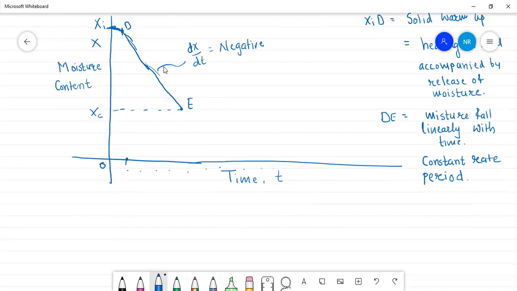Now once all the moisture from the surface of the solid is released, the moisture is removed from inside the solid, like there are pores available inside the solids. So now this moisture will be removed from it. But once the moisture is removed from inside the pores, there is no linearity, because now the moisture has to pass through the capillaries, then flow to the surface, and then be transferred into the hot gas.